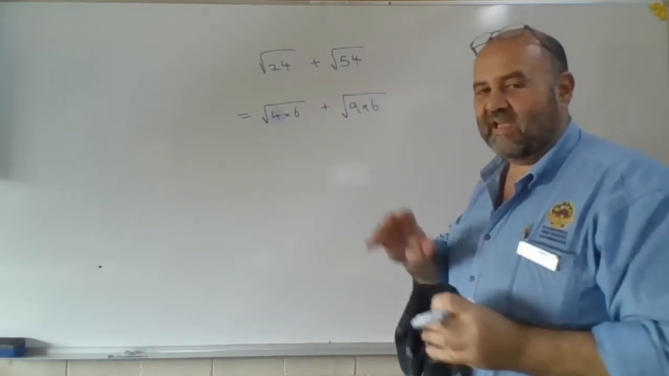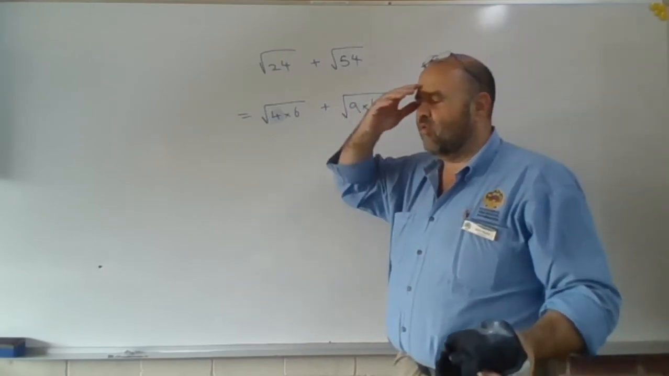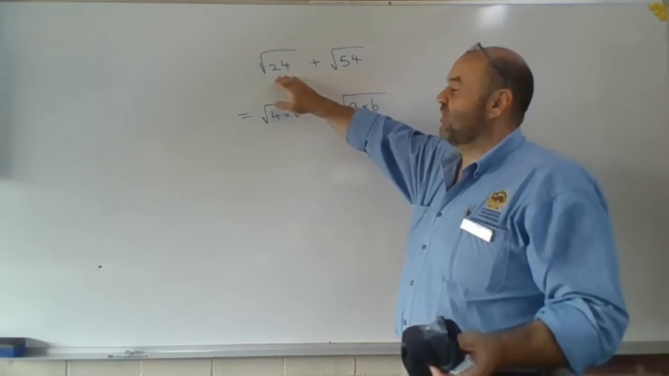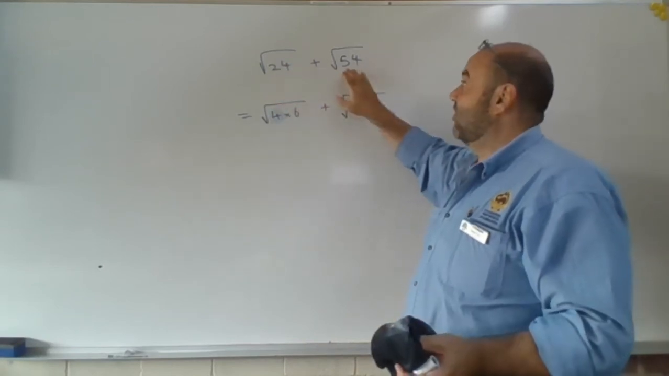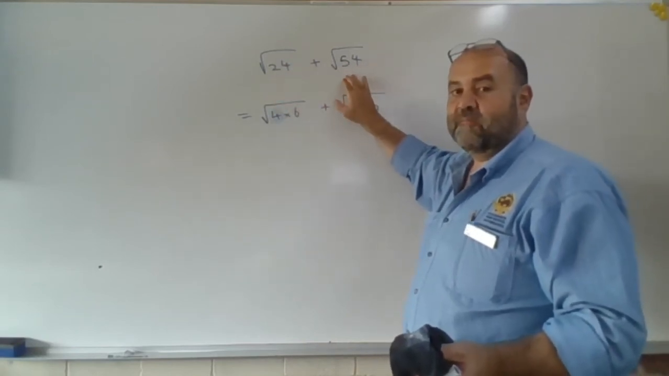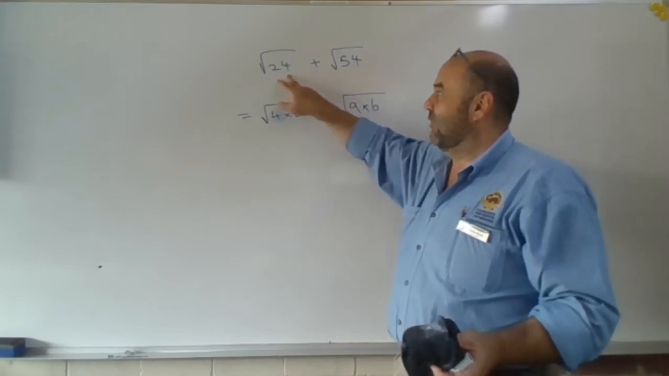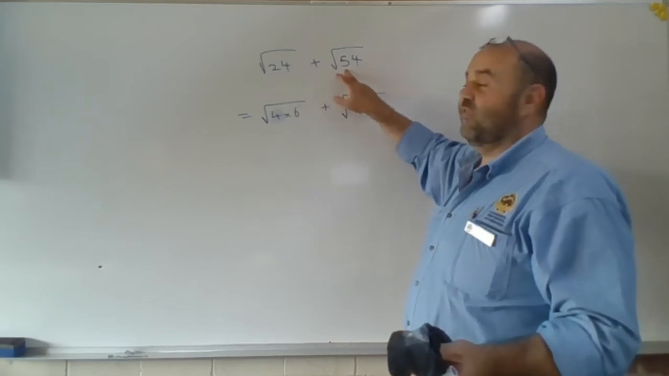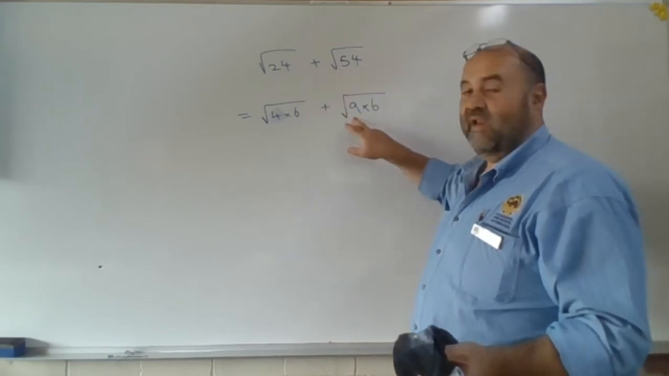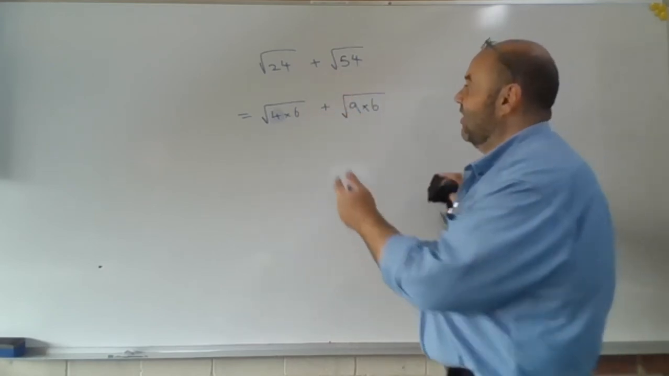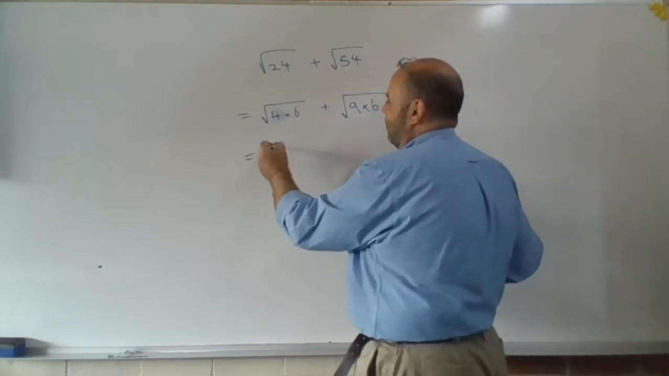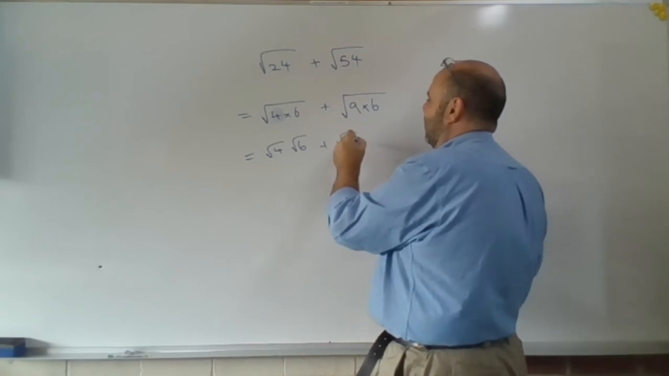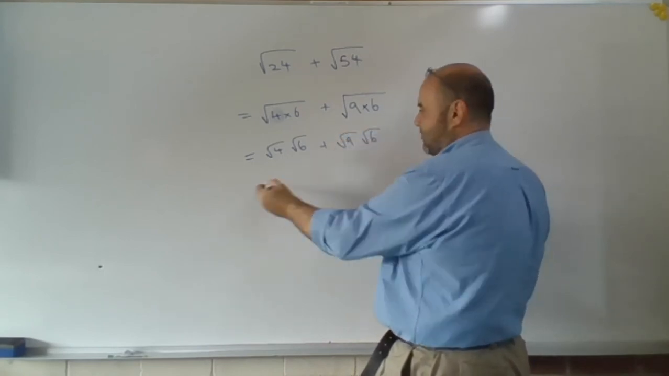Every time I see a question that involves surds, I'm always thinking square numbers, square numbers, square numbers. When I see this, I think, what square number goes into that? And then I write that number as a product of a square number and some other factor. Then I just break these up. That's root 4 times root 6 plus root 9 times root 6.